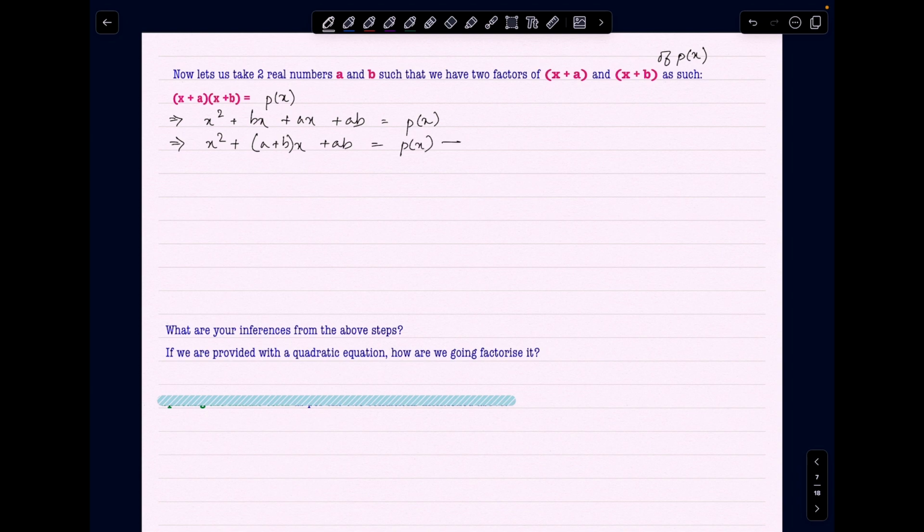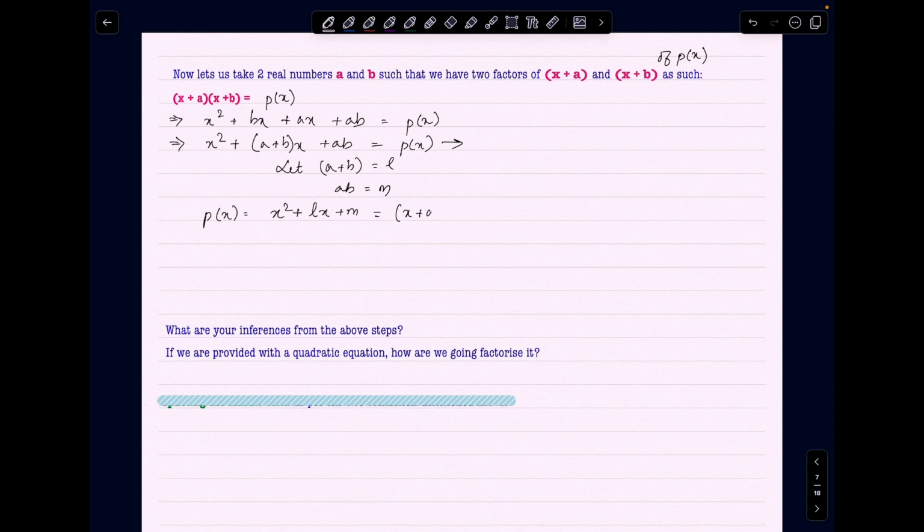Now I am writing: let a plus b equal l and ab equal m. So p of x becomes x square plus lx plus m. And that p of x is equal to what? We know it is (x plus a) into (x plus b).